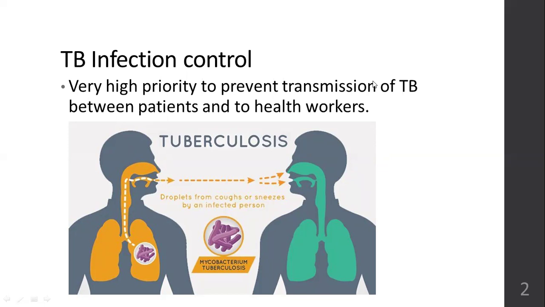Whenever a TB patient is coughing or sneezing, infectious droplets are around them within 3 to 4 feet. Anyone who comes within this circumference of 3 to 4 feet around an infected patient has high chances of also being infected by TB.